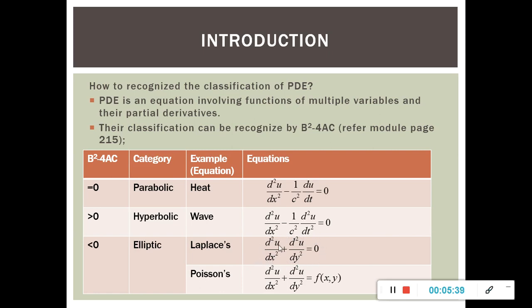You have three variables here: y, u, and also x. This is for the Poisson. However, for this course, you are only going to focus on the heat equation, whereby the value of b squared minus 4ac is equal to 0. For the heat equation, there will be two methods, either using the implicit or explicit method to do the approximation.